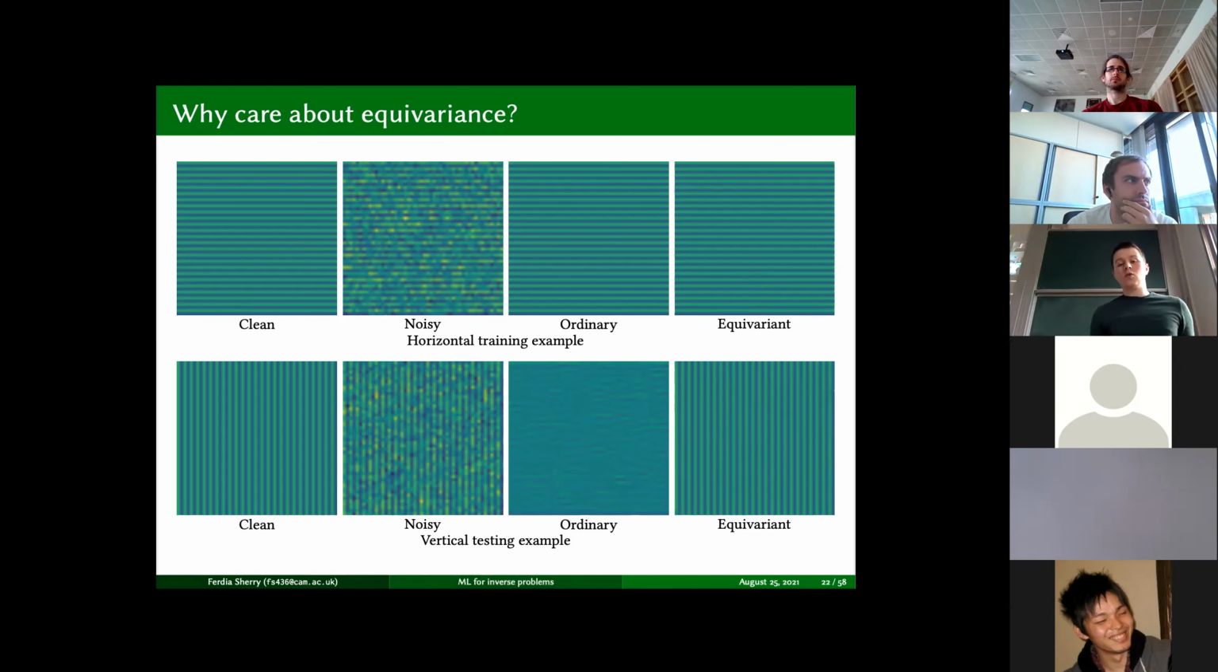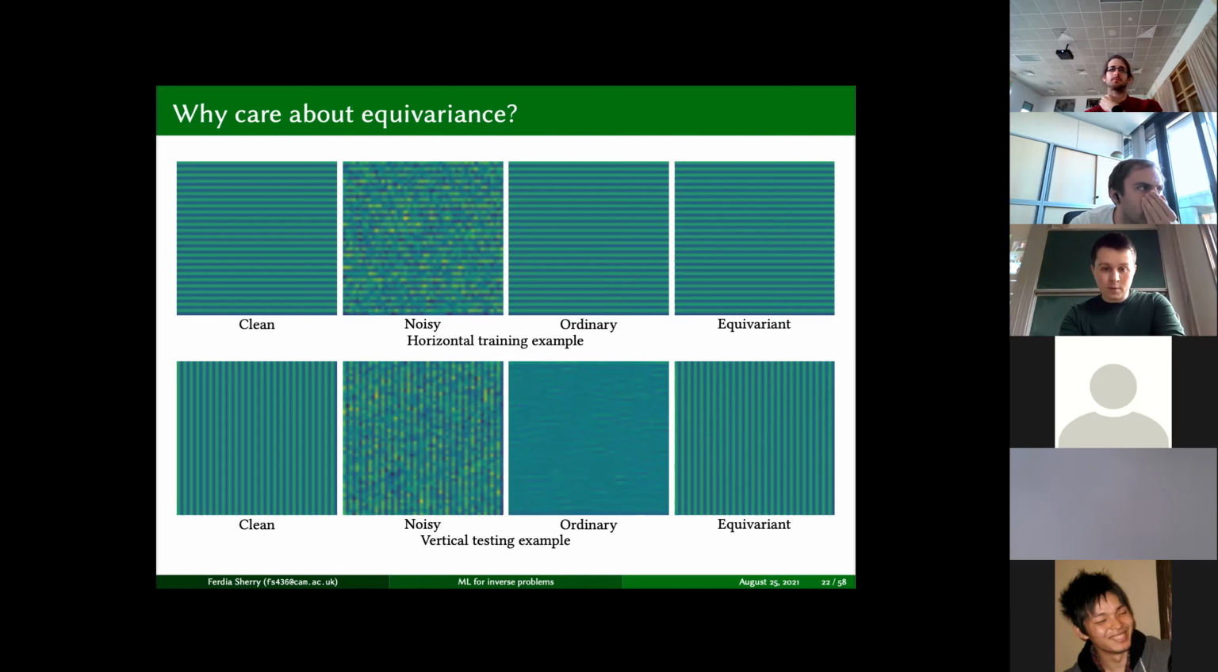So the point is, often we'll be in a setting where we want to have some kind of robustness to some symmetry, basically. Generally, maybe not universally, but it often makes sense to ask that a denoiser is going to have more than just translational symmetry.